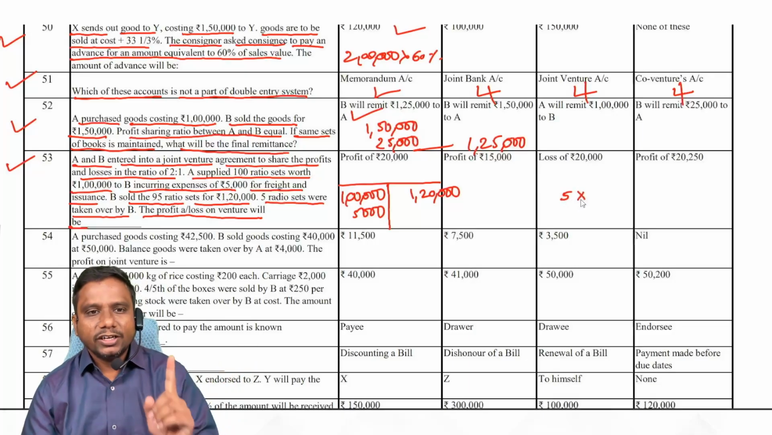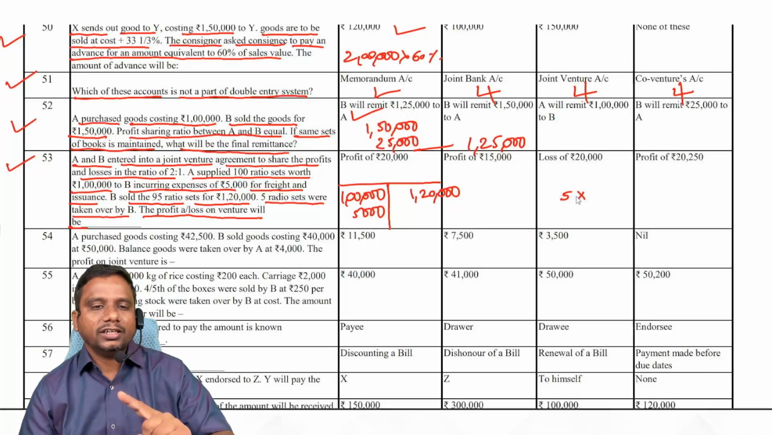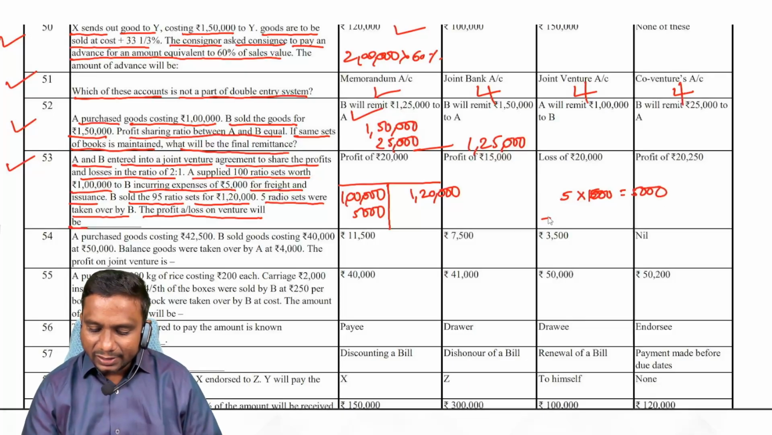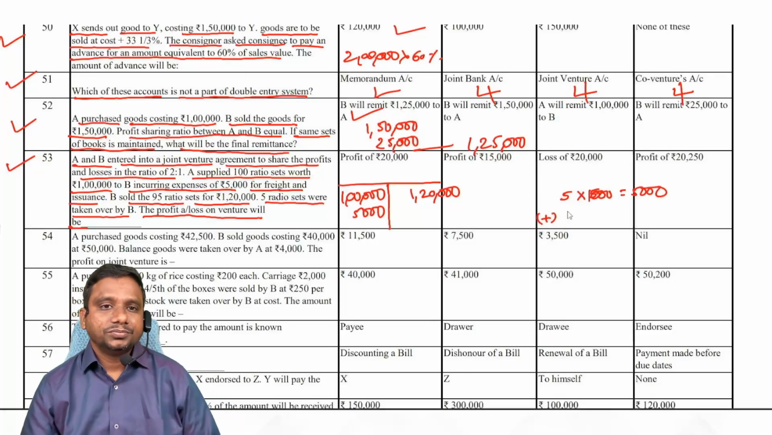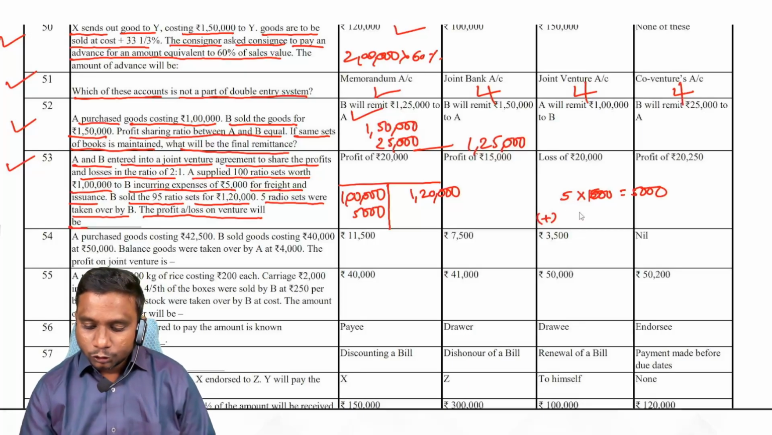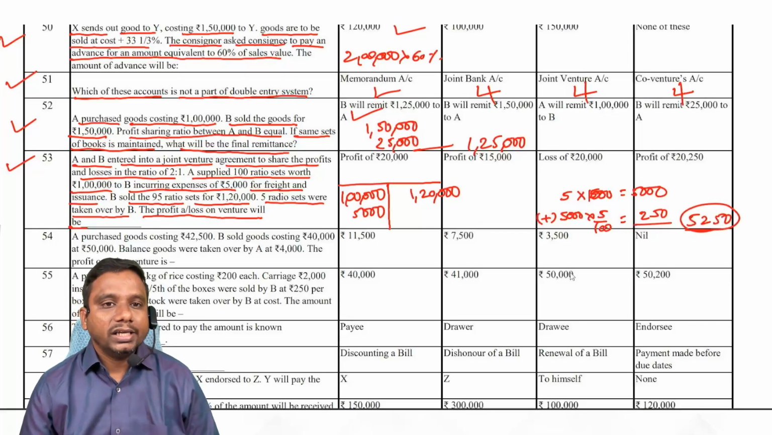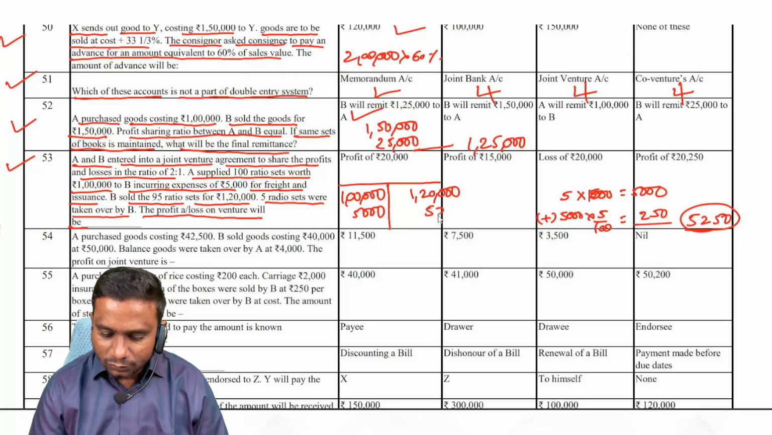5 radios. Each radio costs, 1 lakh rupees for 100 radios means per radio 1,000 rupees. So 5 radios cost 5,000 rupees. We have also incurred 5,000 rupees cost to send 100 radios, so this is also considered. So for 5 radios, expenses are 5,000 into 5 by 100. How much, students? 250 rupees. So total value of goods taken by B is 5,250. That is also considered as income.